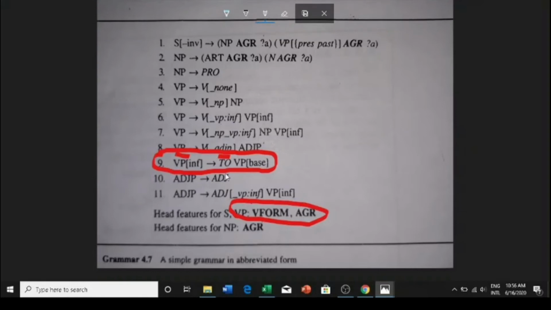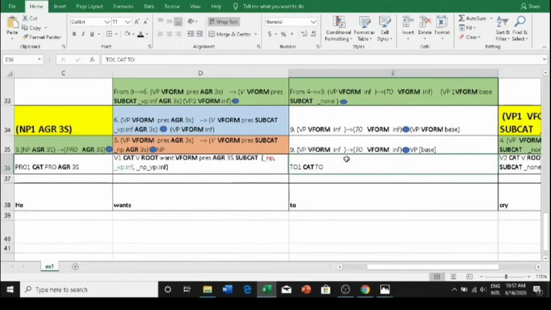And one more thing is the vform value of VP on the left is restricted to infinitive. So obviously this vform of to is also infinitive, and the next part of the rule, that is VP, is restricted as a base form. Okay, the verb form is base form, so those restrictions are in place. So we are going to see how this rule performs for to.